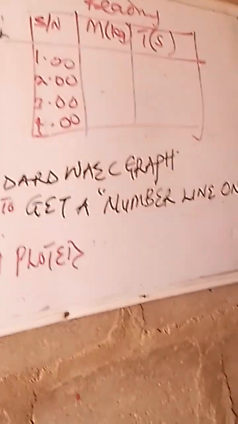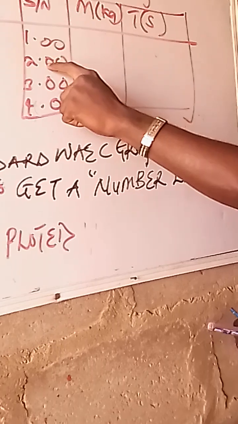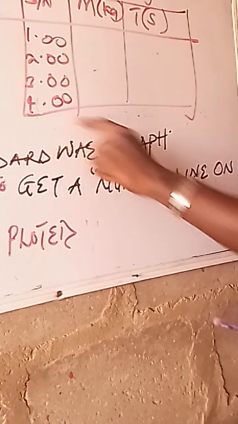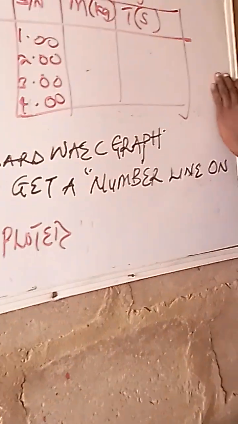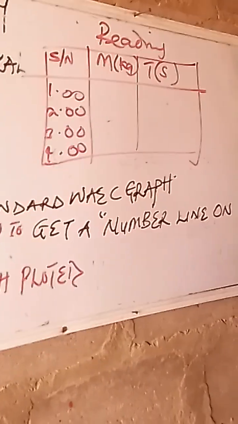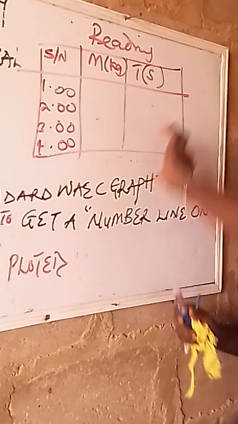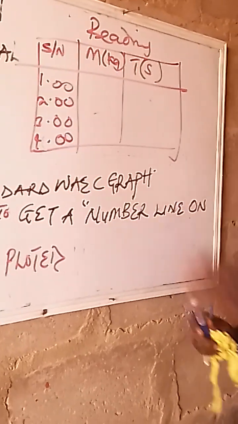Now, when you are having this, note how many decimal places this is. 2, 2, 2, 2. So when you want to complete this table, everything must be equal. Everything must be in 2 decimal places. You mustn't leave one in 1 decimal place and another in 3 decimal places. Everything must be uniform.